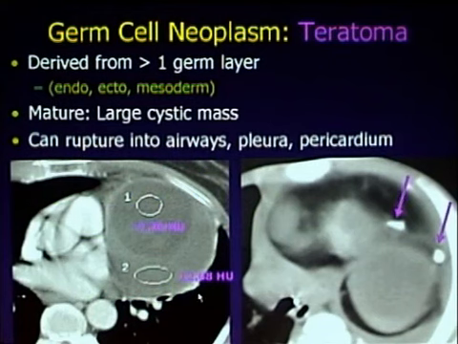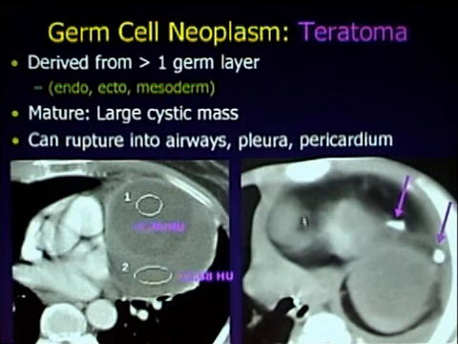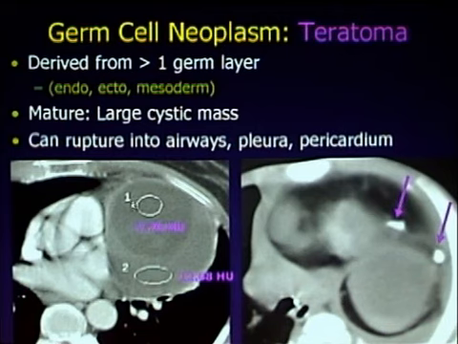The germ cell neoplasms, beginning with the teratoma, these are derived from more than one of the 3 germ cell layers, the endoderm, the ectoderm, and the mesoderm. When they're mature, they're large cystic masses. Typically, they have representative tissue from these different germ cell layers. So quite commonly, we'll see areas of fat. Here we have a region of interest densitometry measurement of -7. Here we have a measurement that's 12, so we've got fluid and fat in this large teratoma.